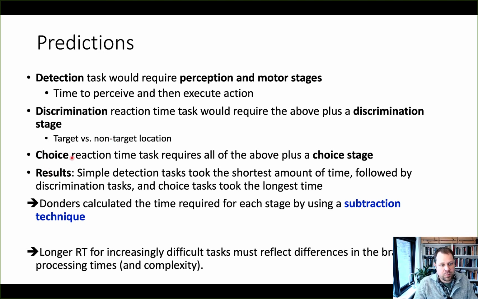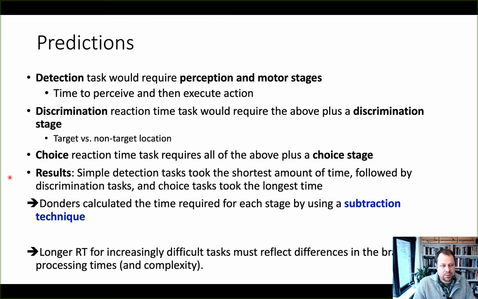Finally, we have the most complex task, which is a decision where you have to press the correct button assigned to a specific color. That also involves discrimination. It involves perception and motor stages, but in addition to everything else, it also involves a choice stage, which is more complex because it assigns the correct button press to a specific light stimulus.